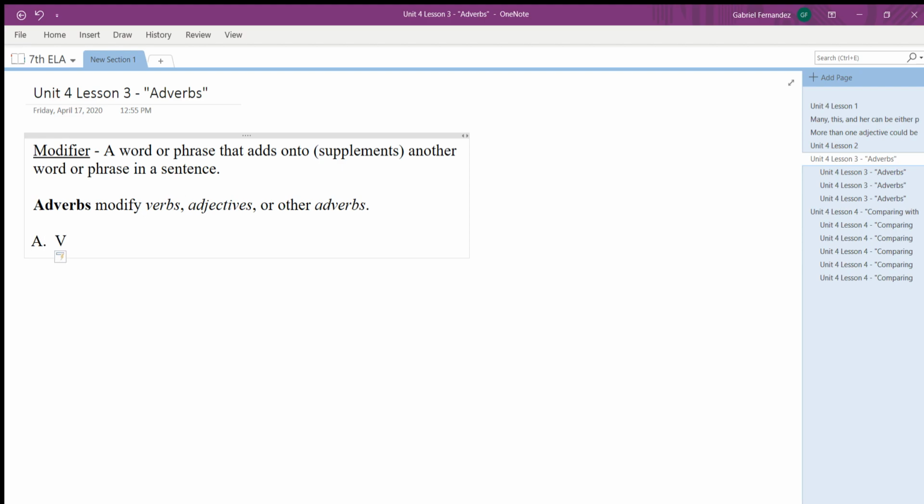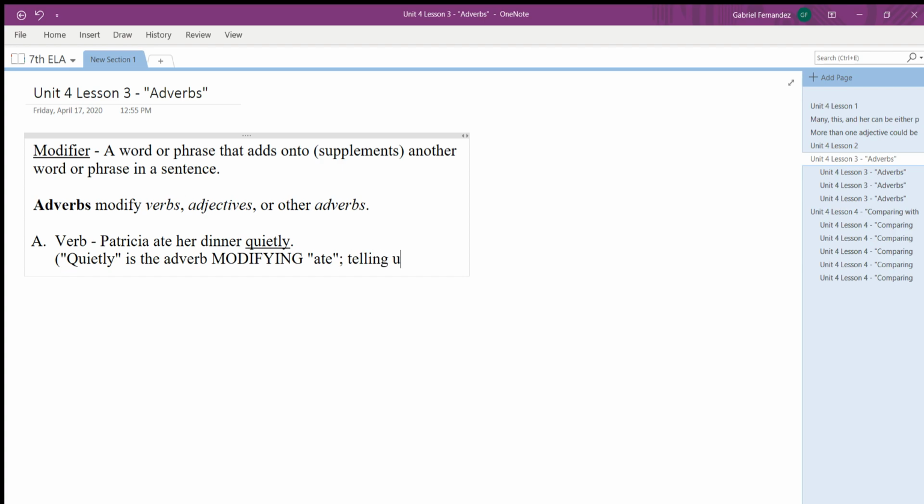Okay, let's start off with verb. An adverb modifying a verb. I'm going to use a sentence example here. Patricia ate her dinner quietly. Why did you just underline quietly? Well, I'm underlining quietly because quietly is in fact an adverb. Quietly is the adverb modifying ate.